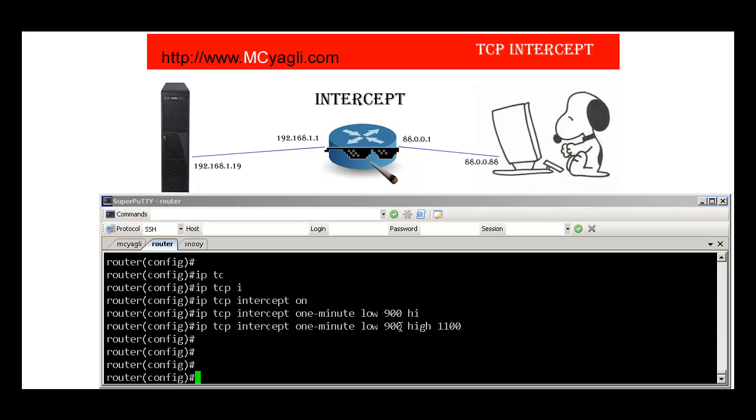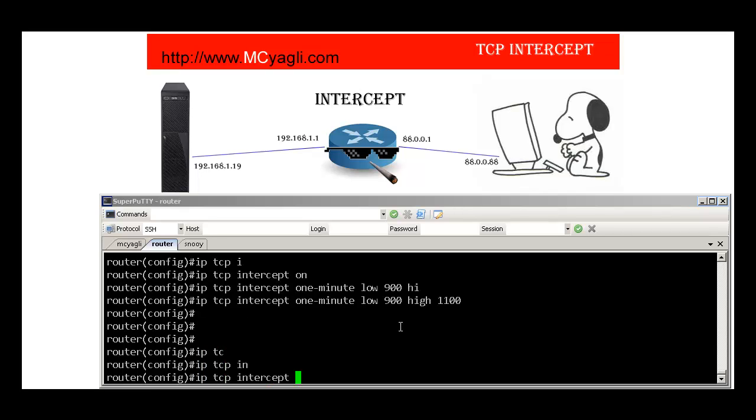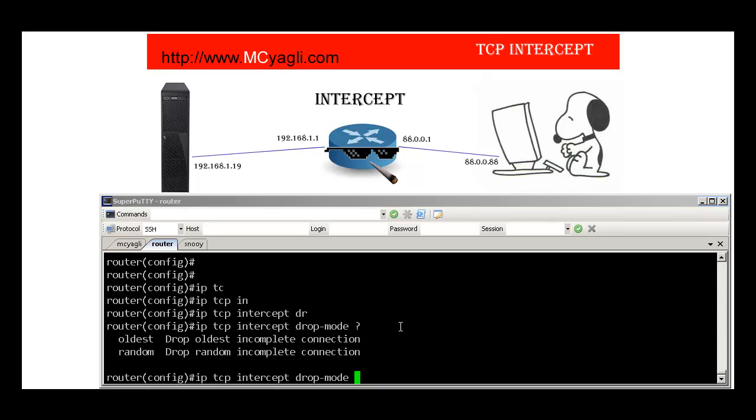So say, for example, if the number of incomplete connections exceeds 1100, or the number of connections arriving in the last minute exceeds 1100, each new arriving connection will be dropped, right? But how? I'll show you. ip tcp intercept drop-mode. We have two options, and I think these two options speak for themselves. The router may drop either the oldest or any random sessions. I'll say oldest. That's it.